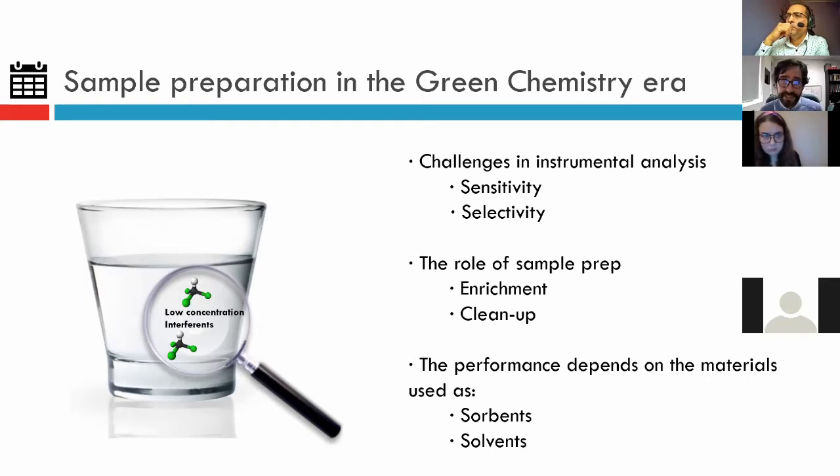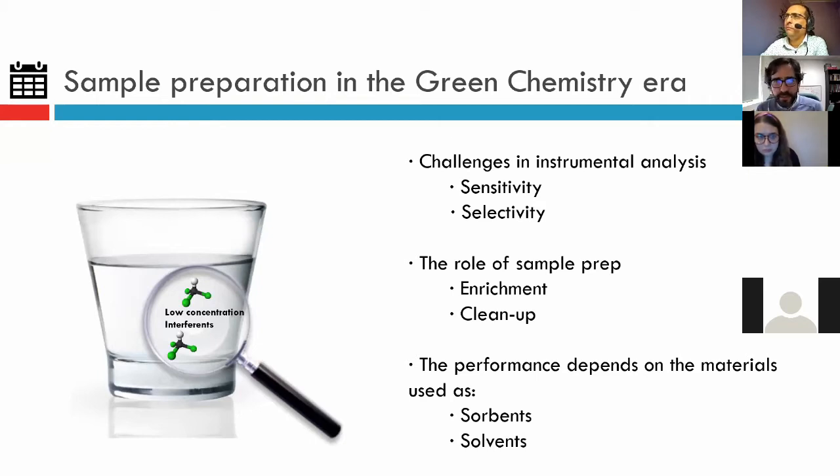So sample preparation in general, and extraction techniques in particular, try to solve these problems by a somewhat selective isolation of the target compound from the sample matrix. We usually talk about enrichment of the analytes because we increase their concentration in the final extracts, and we use the term cleanup because the final extracts are cleaner than the original samples. So these are the main objectives.